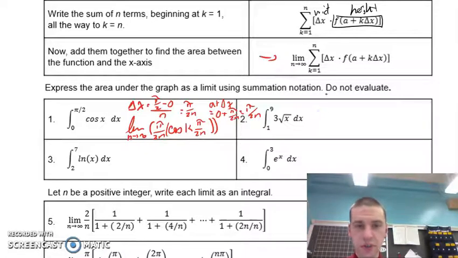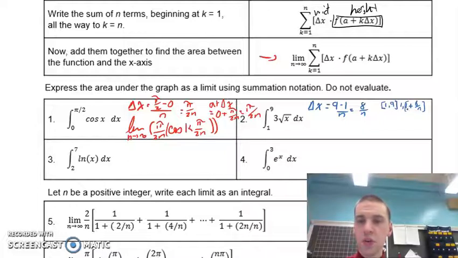So I'm going on with number 2. When we do this, the limit notation, we're always finding delta x. Delta x equals 9 minus 1 over n. That's 8 over n. We are then going to look for a plus delta x. And since we're going from 1 to 9, this is 1 plus, or 1 comma, 1 plus 8 over n. And so we now know that's the a plus delta x. It's a plus delta x.